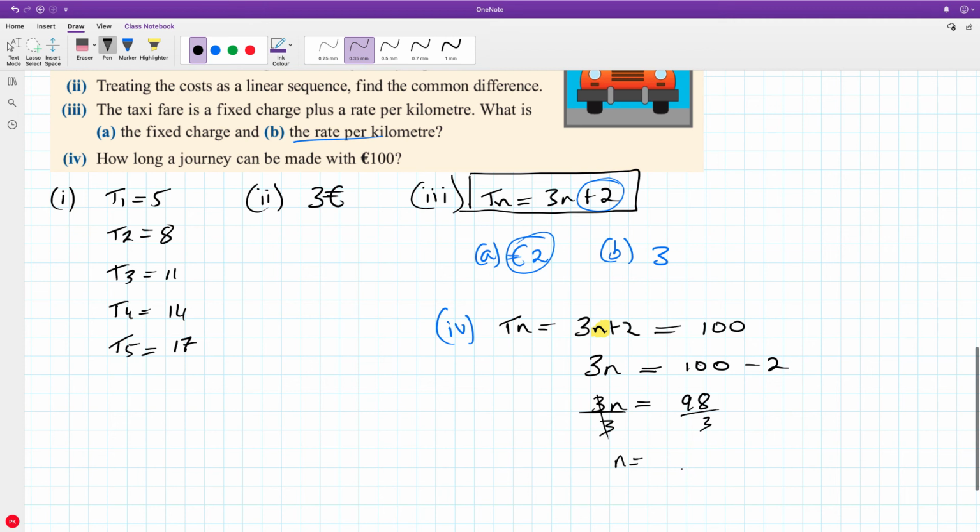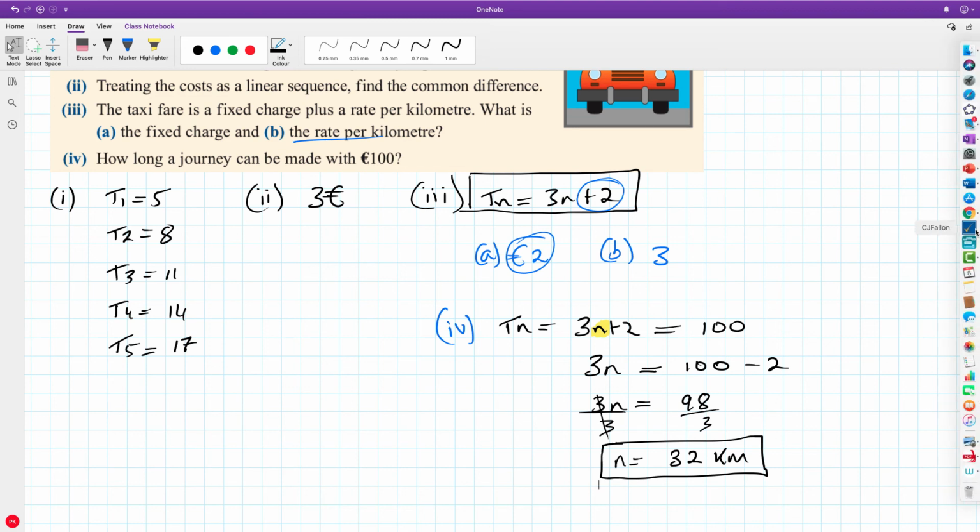Going evenly. 32.6. You can only travel 32 kilometres. You won't get the 33rd one out. So that was linear. Right. Let's have a go at another one type of these.